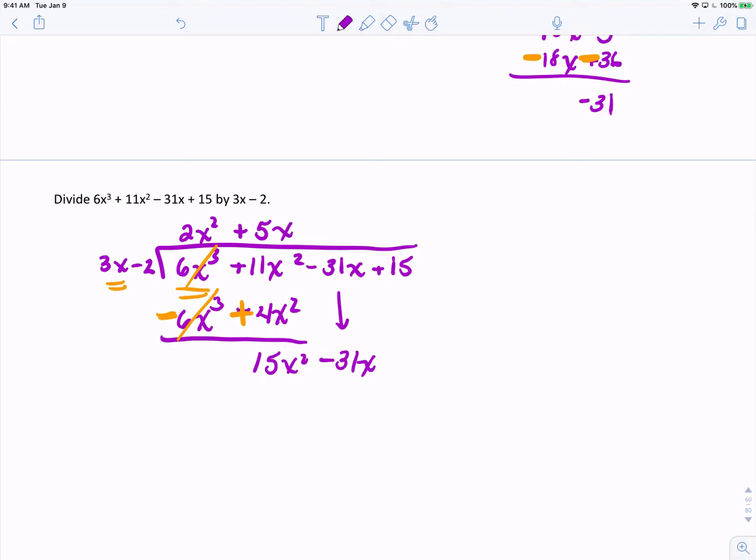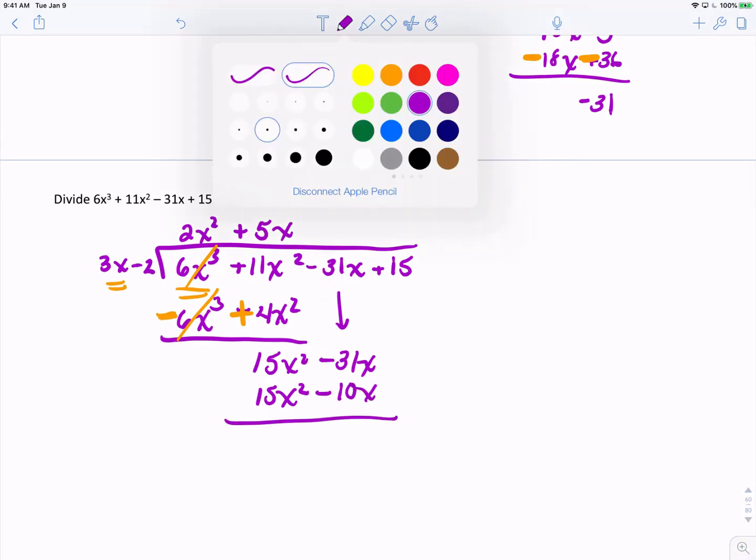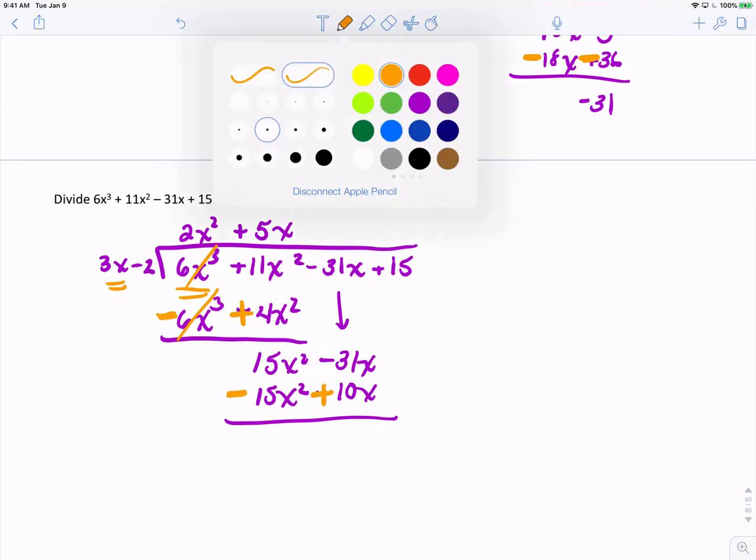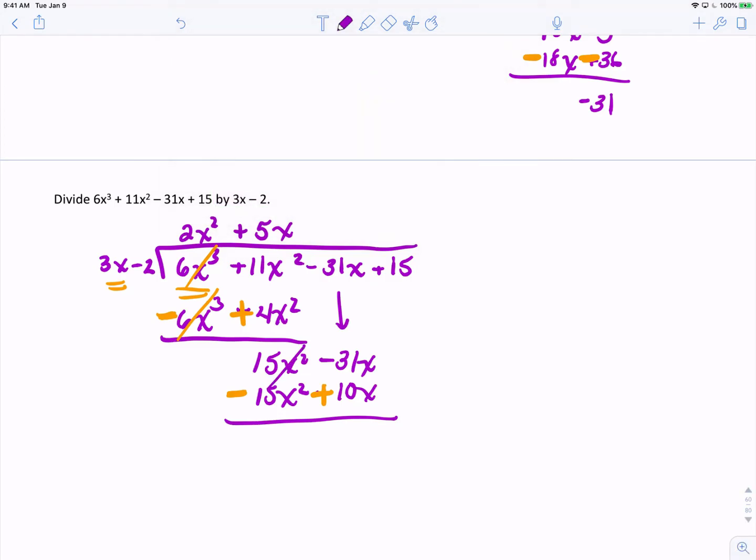5x. So we'll multiply. 5x times 3x is 15x squared. 5x times negative 2 is negative 10x. We want to subtract. Subtract means change the sign and add. If we do that, these two give us 0, and 10 and negative 31 is negative 21x. And we bring down the final term. What would we multiply 3x by to get negative 21x? Negative 7. We'll multiply negative 21x.